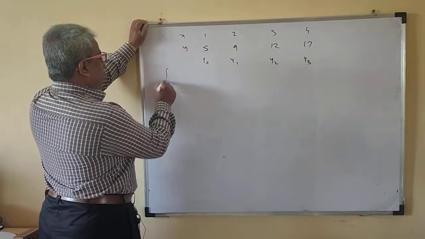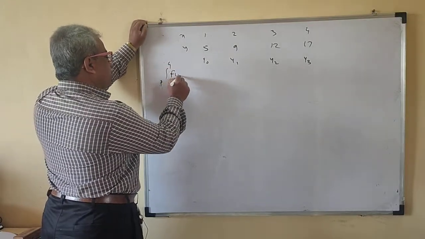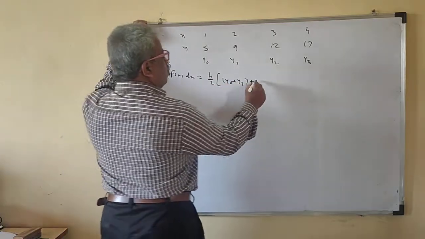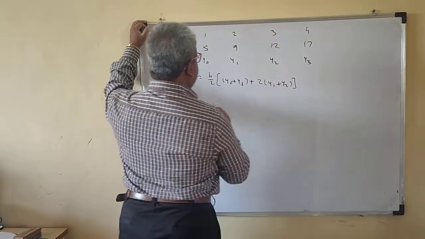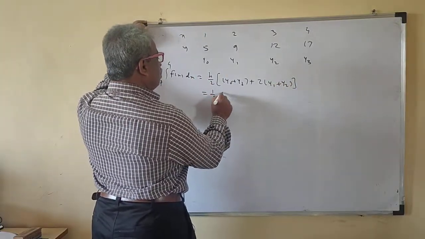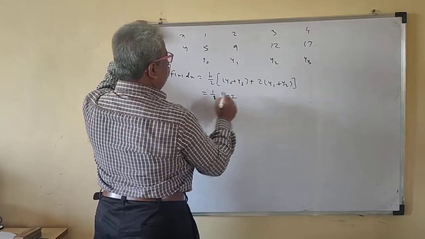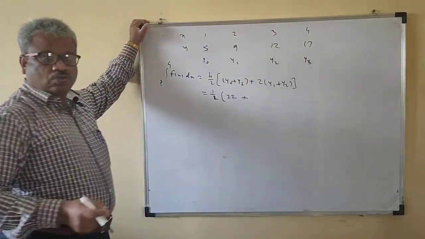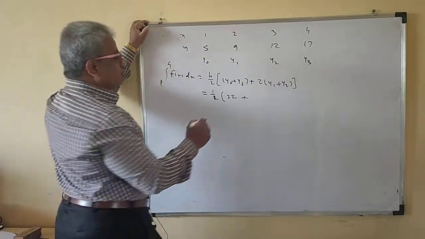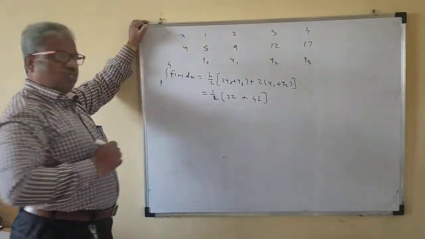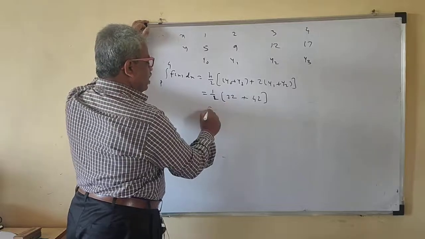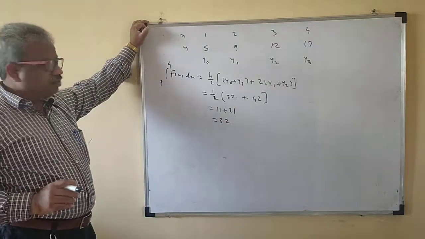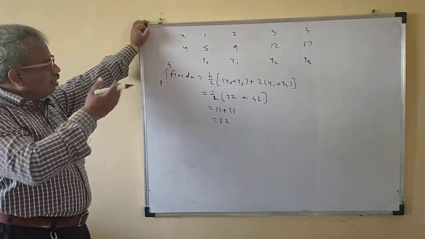So we'll apply the trapezoid rule now. This is the integral from 1 to 4 of f of x dx. We'll write the rule first: Y0 plus Y3 plus 2 times Y1 plus Y2. Your H is 1, so this is half. The sum of the extremes is 22, plus the sum of these two, 9 plus 12 is 21. Take twice that, which is 42. So 22 plus 42 is 64, half of that is 32. This is the solution by the trapezoid rule.